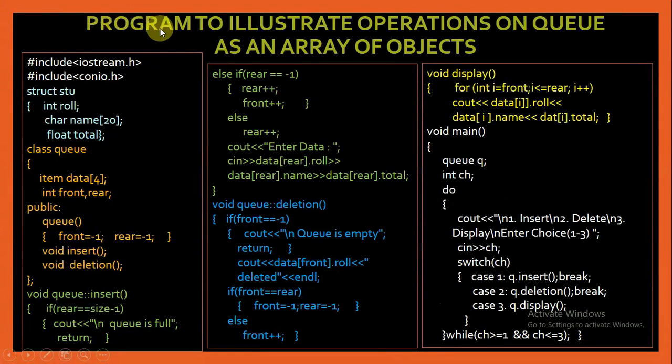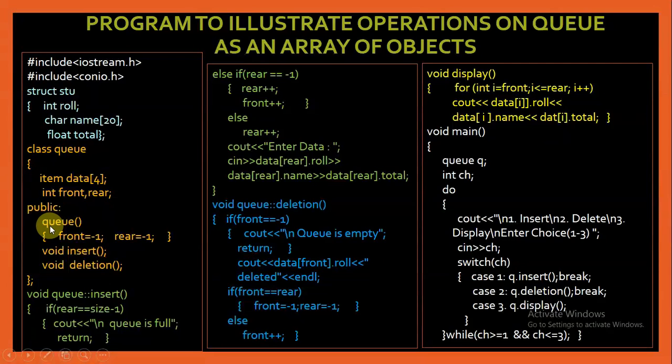Now again see, let us consider one more program in which I have explained the operations on queue as an array of objects. In this case, the earlier program was a simple integer array. Now I have created a structure containing roll number, name, and total, and I will create an array of this structure. So I am creating a class queue now, and I am creating this array here. This should be stu. This is by mistake, sorry. This should be stu data 4, and I am creating two variables, front and rear.